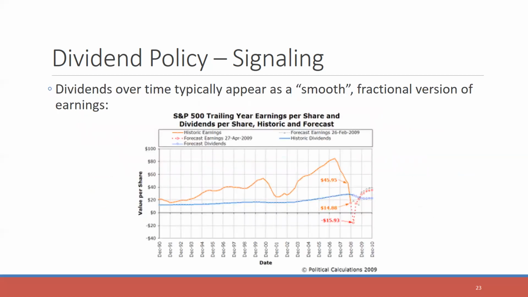Dividends are typically smooth, way smoother than earnings are. And hopefully you can see that from the graph. If you look at the historic level of earnings versus the forecasted dividends, you'll notice how that orange line is wavy, moving up and down, but the historic and the forecast for dividends, incredibly smooth.